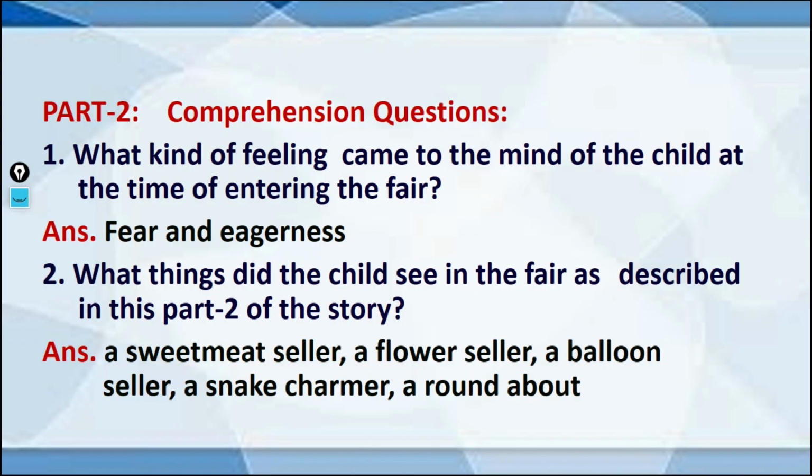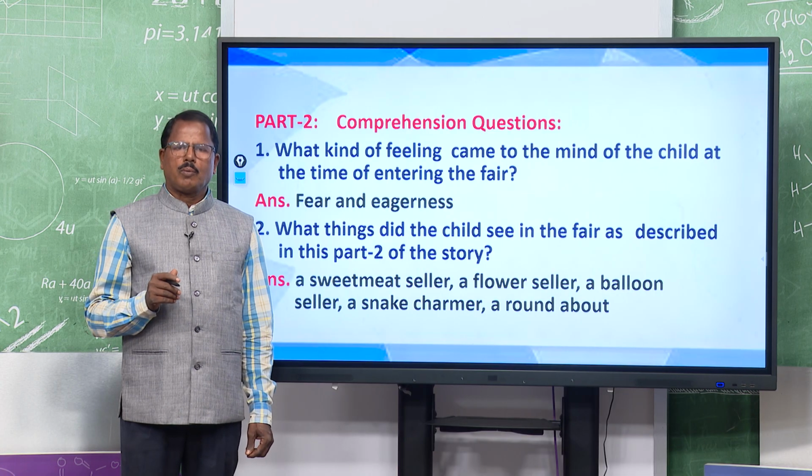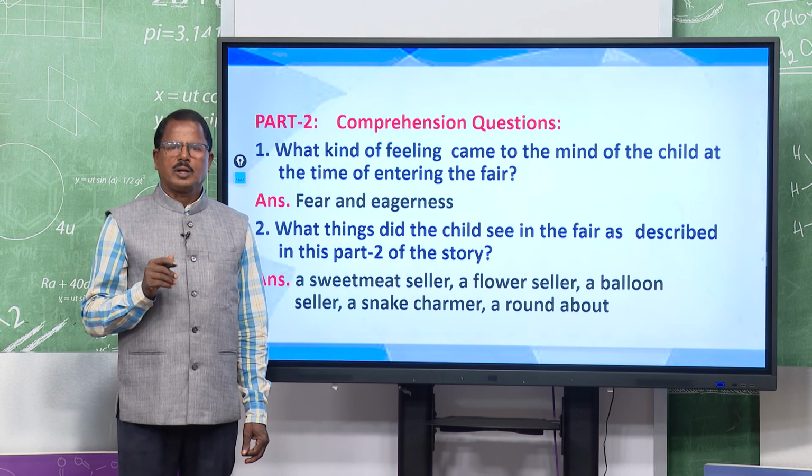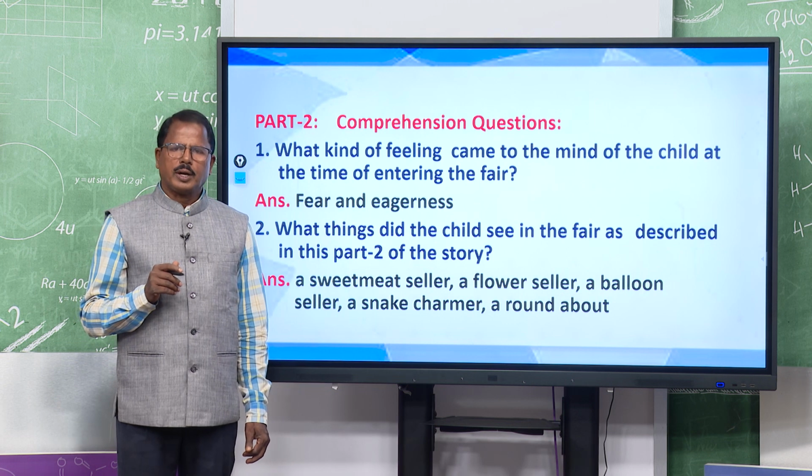Number 2, what things did the child see in the fair as described in this part 2 of the story? We have already discussed in the summary, there are different kinds of toys on two sides of the road when he was walking to the fair. He came across a mustard field, a mango grove, different kinds of insects, birds, right. But here what he finds, a sweet meat seller who was selling different kinds of very wonderful sweets. There is a flower seller, a balloon seller, a snake charmer, a roundabout. So, in this part 2 of the story, the child saw different things like a sweet seller, a flower seller, a balloon seller, a snake charmer, a roundabout, right, in the fair.